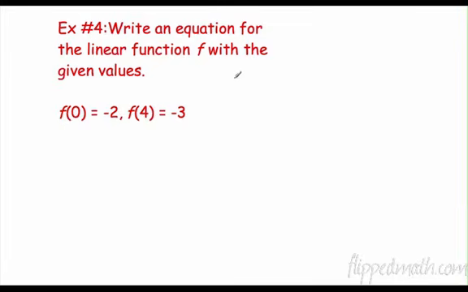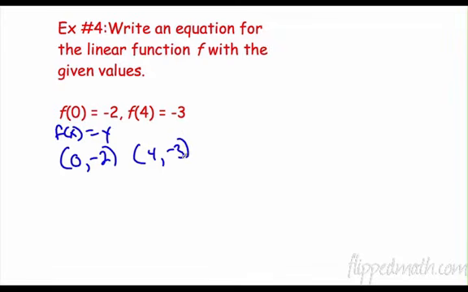Ooh, that looks funny. That's just function notation, all right? Function notation is funny looking. No problem. We can still do it. First thing I'm going to do is convert these to points. Remember, this is usually f of x equals y. So this point, x is 0, y is -2. And then this point, x is 4, y is -3. And then everything's the same.